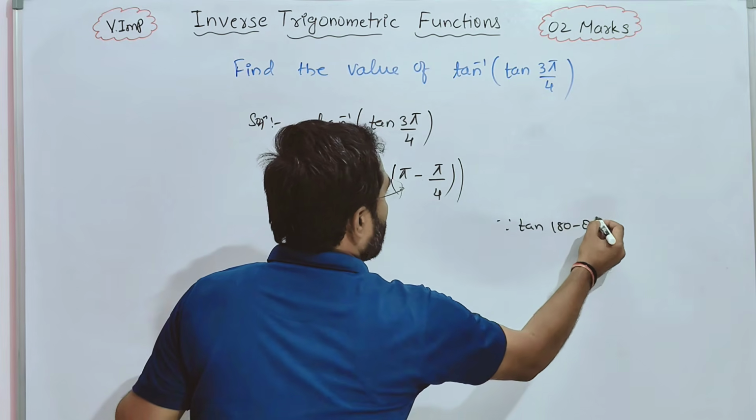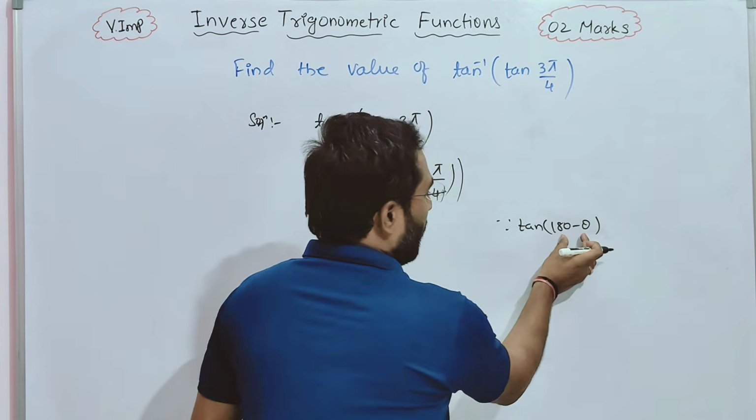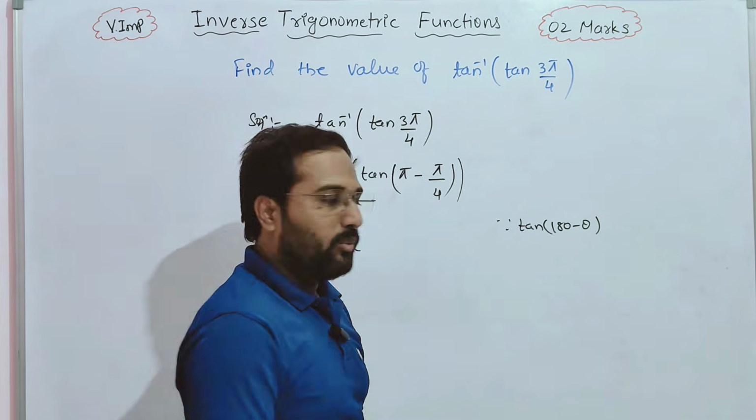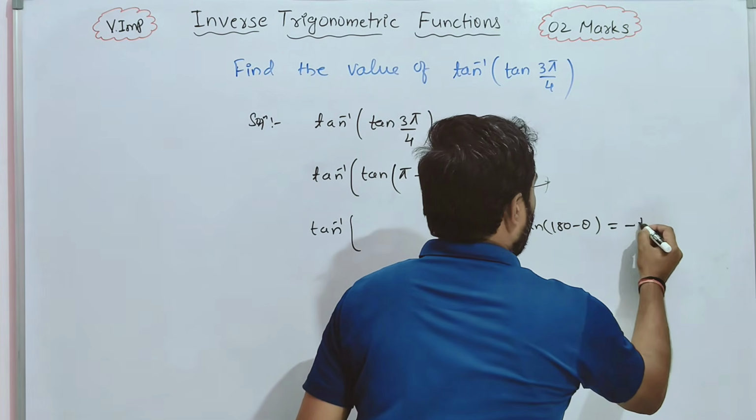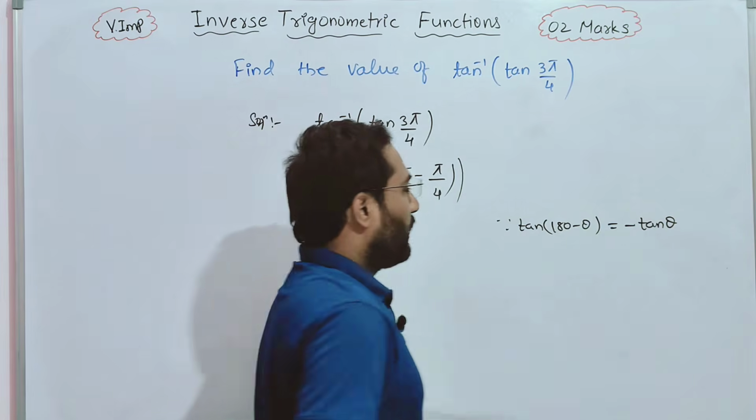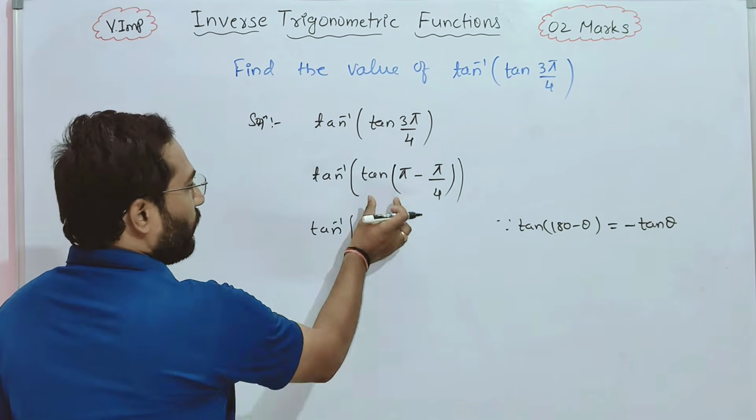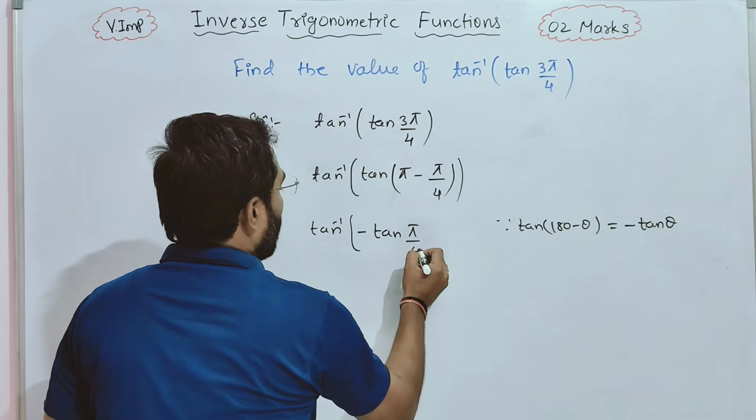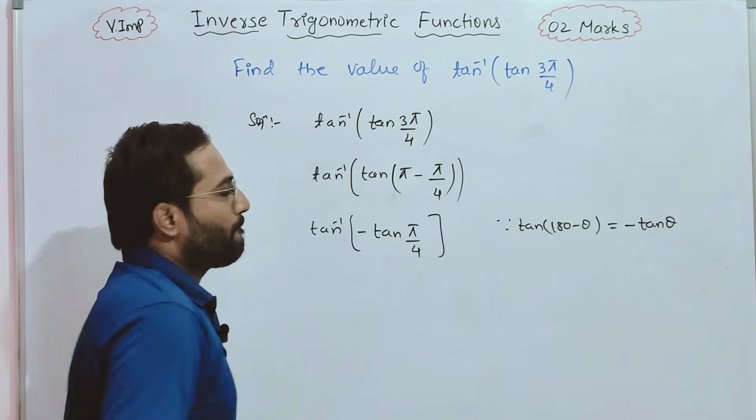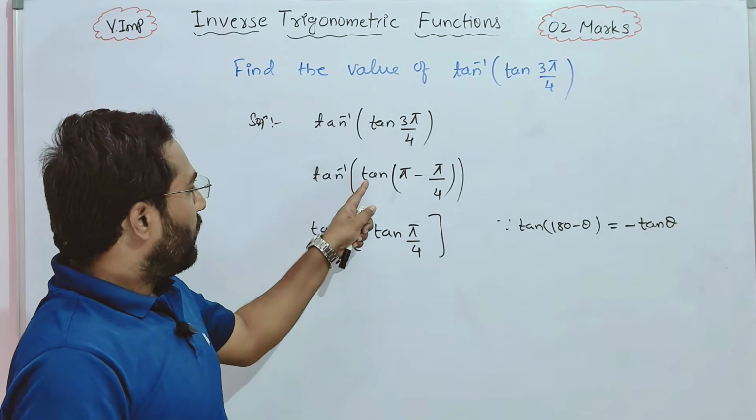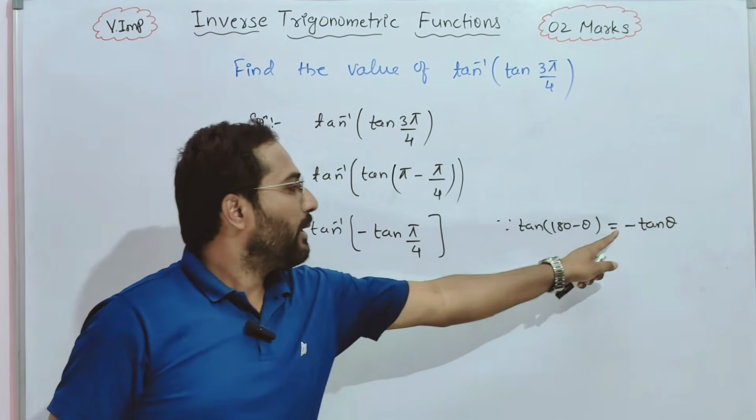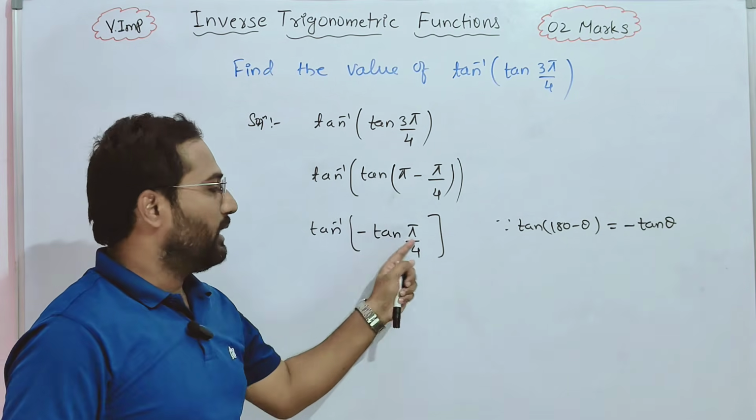Tan 180 minus theta. Again 180 minus theta, second quadrant. In the second quadrant, tan is negative. Only sine and cosec are positive. So it is minus tan theta. So what will we write it as? Minus tan of theta, where theta is pi by 4. Isn't it? Tan 180 minus theta, theta is pi by 4, is minus tan theta.